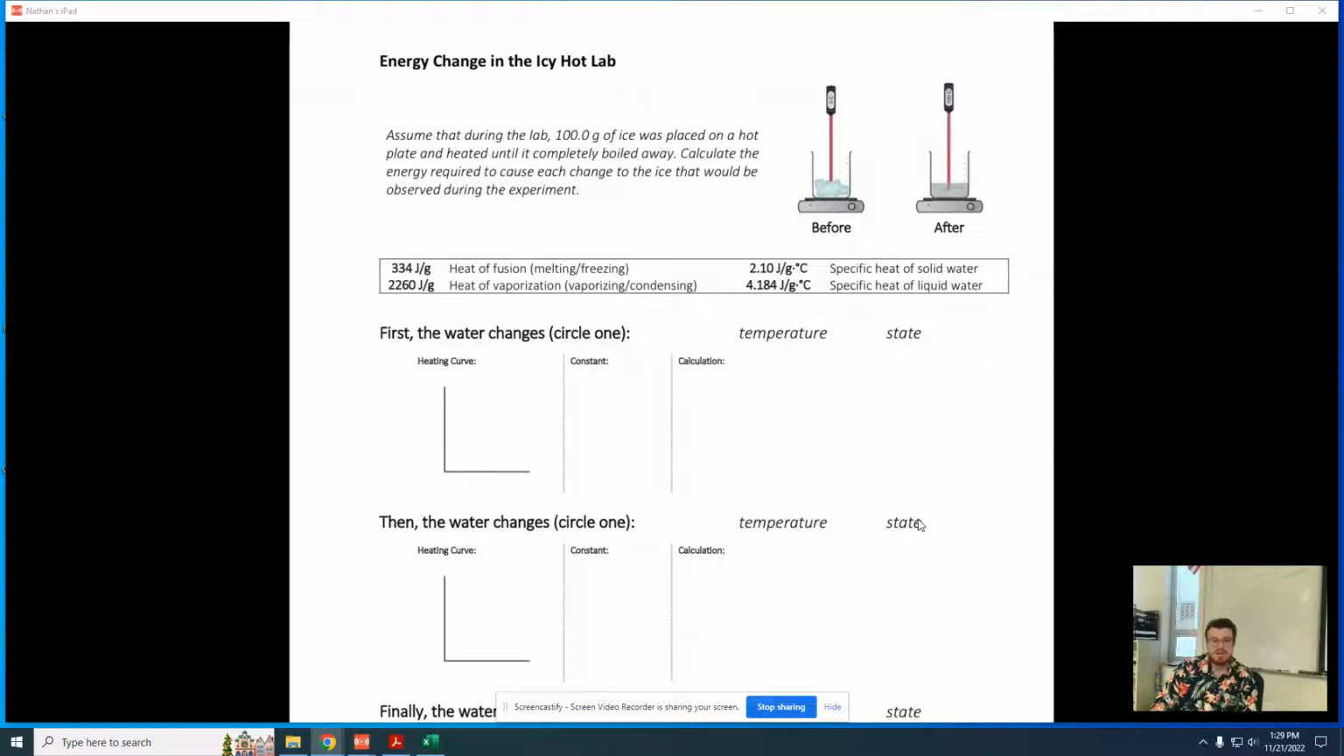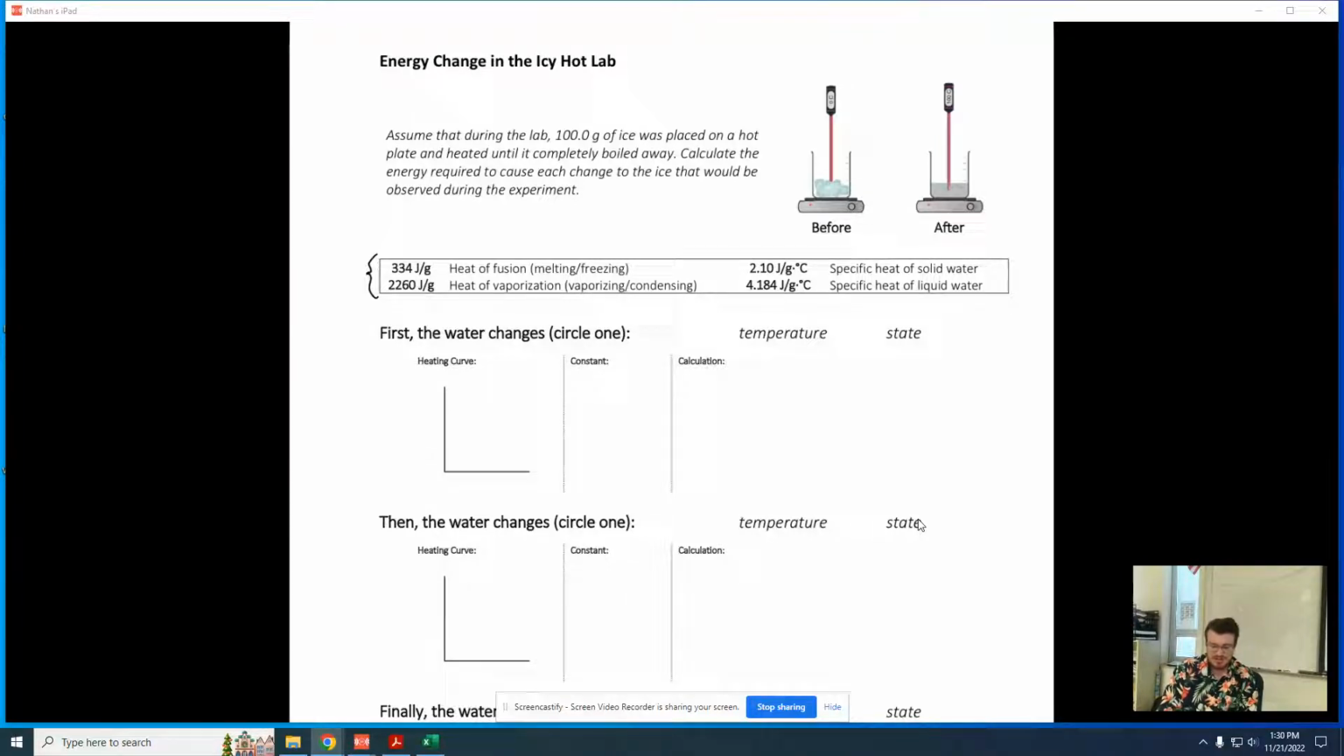Today we are going to look at the energy change in the Icy Hot Lab's page, which is in our Blue Notes packet for Unit 3. What we've done here is we've taken the Icy Hot Lab and we're going to do some calculations with it. Up here at the top, I've got our 4 different constants that we just went over in the constants video. If you want to go back and look at that, I'm sure your teacher shared it with you. But what we're going to do is look at the heating curve that we created in this lab, and actually calculate the amount of energy that our water absorbed.